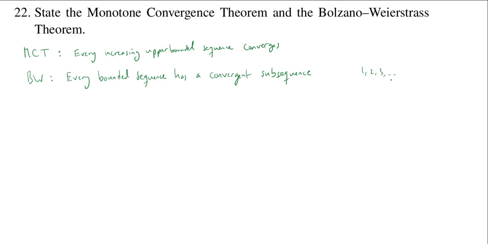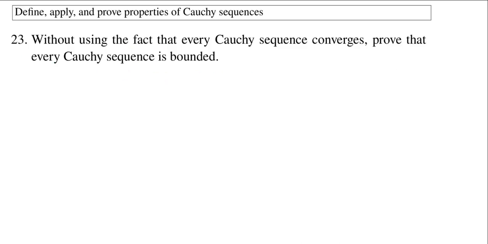Why don't we move on to problem number 23 and our next standard. Okay, we move on to the Cauchy sequence standard, and we're going to prove that every Cauchy sequence is bounded. Now, one way that you might have thought to do is, well, it's a Cauchy sequence, so we know it converges, and every convergent sequence is bounded. But we don't want to use that, right? It says it right here, without using the fact that every Cauchy sequence converges. Okay, we're going to prove every Cauchy sequence is bounded.